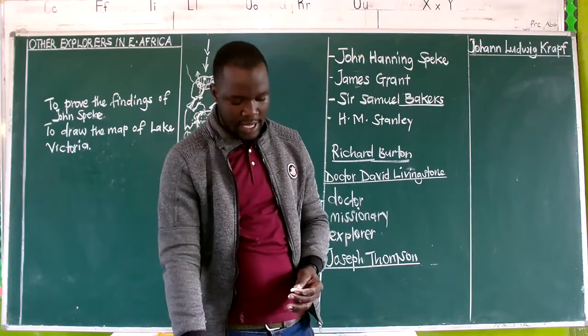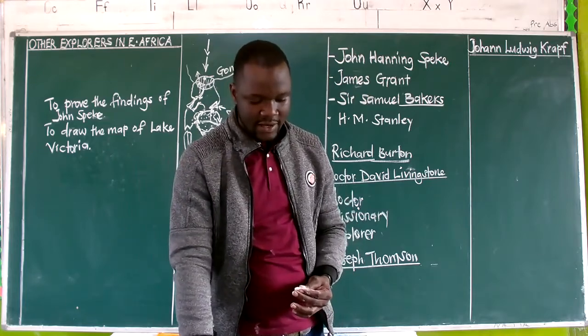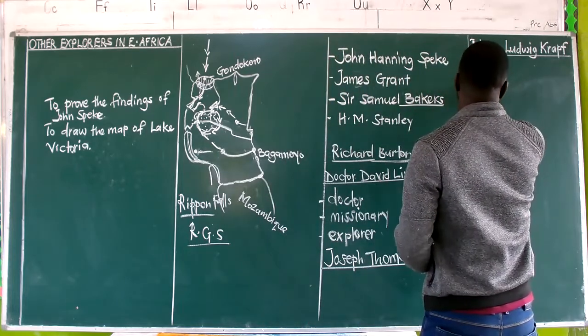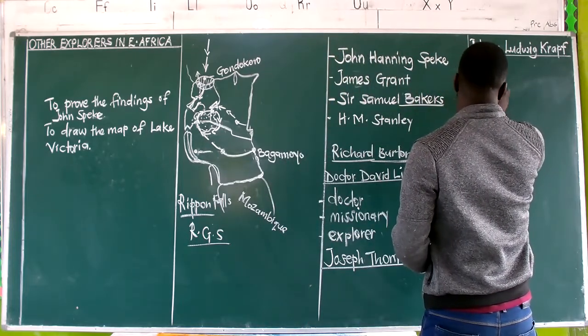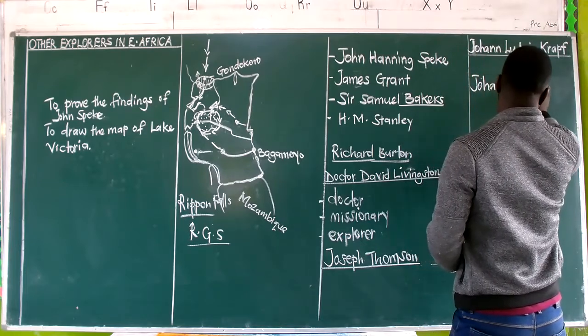Then we go to page 12, which gives us Johannes Rebmann.